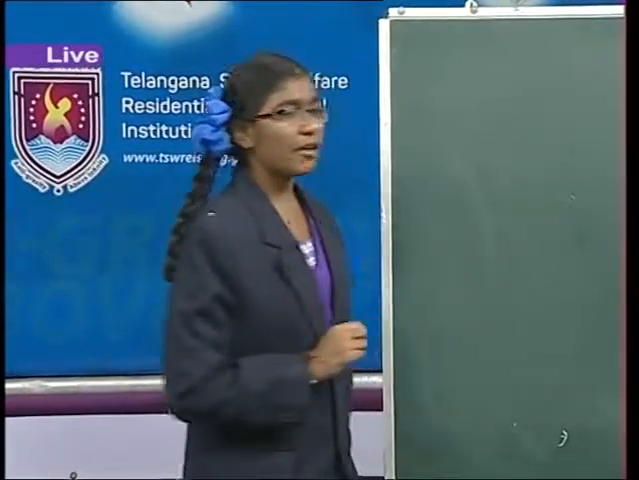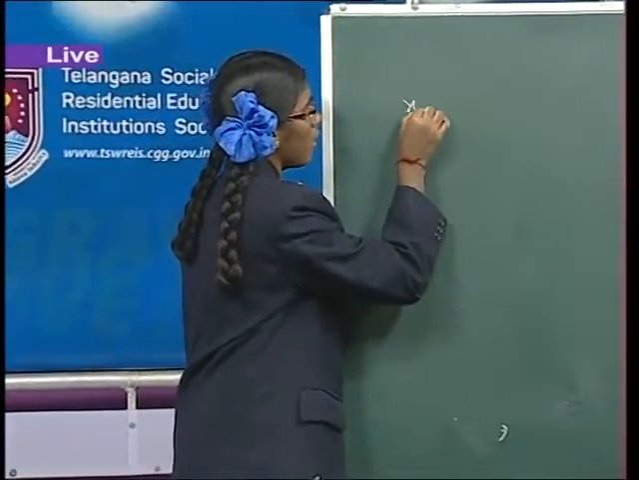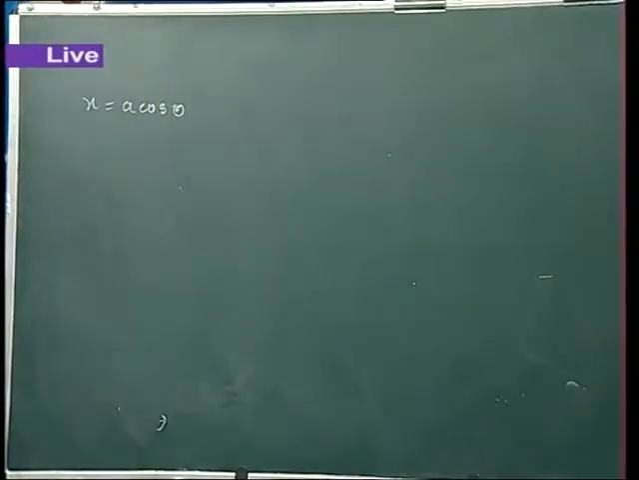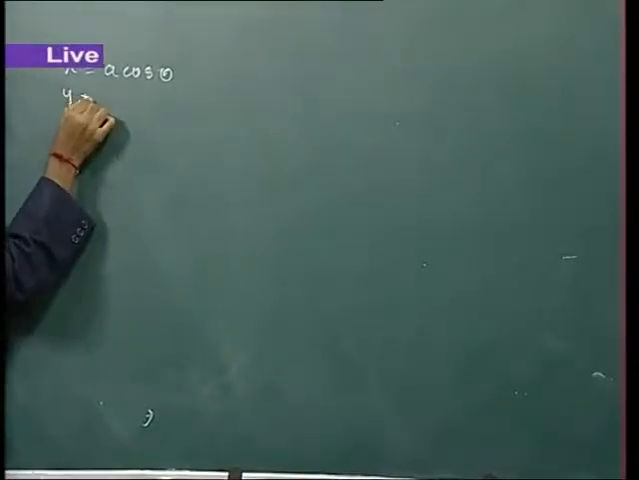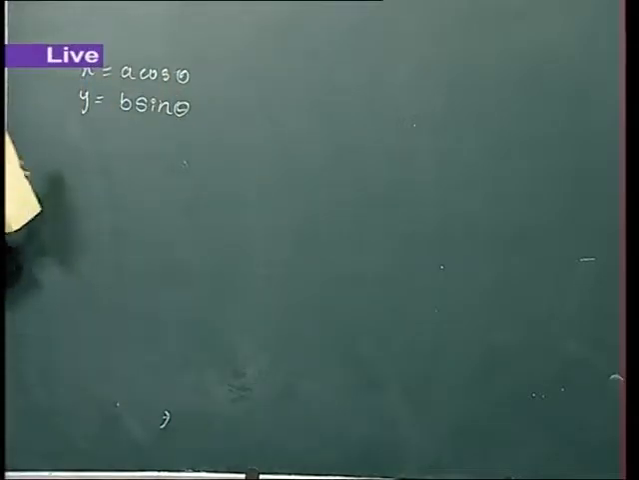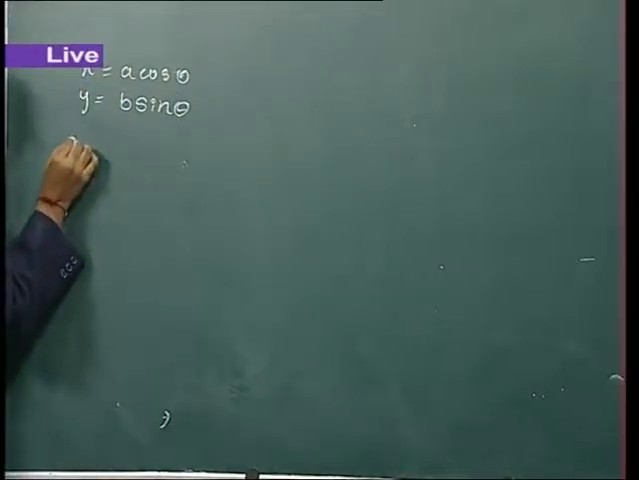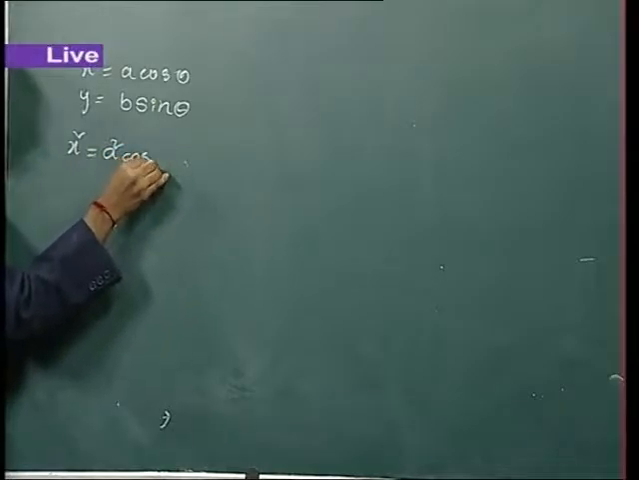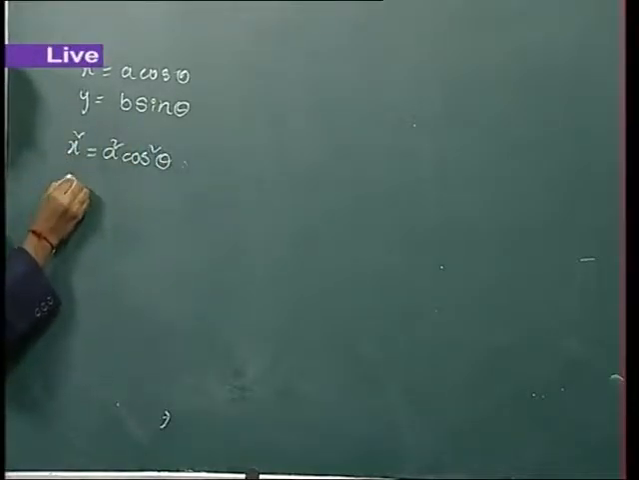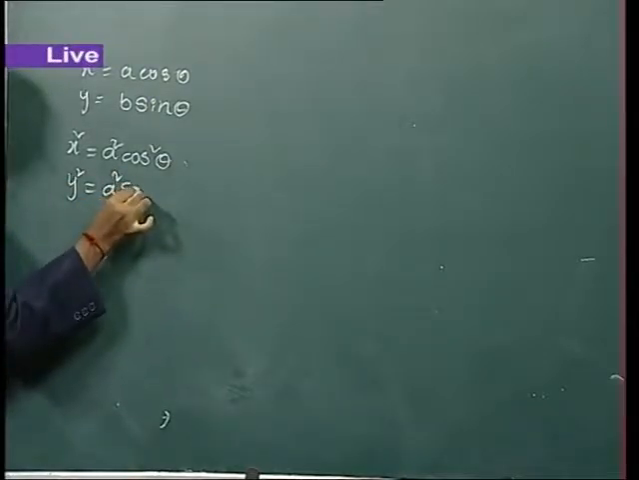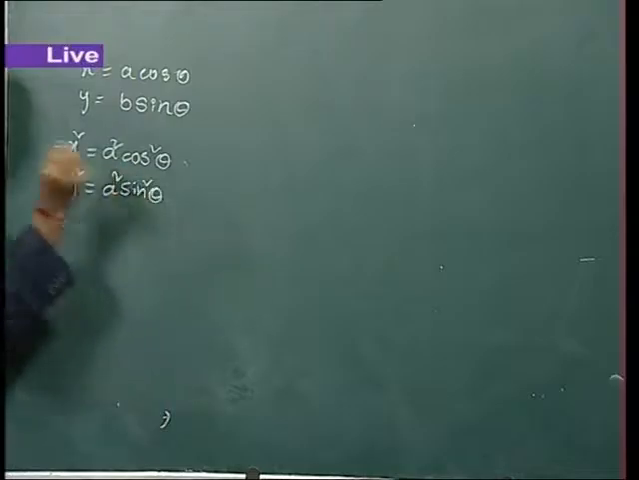Here we are taking parametric equations: x equals a cos theta, y equals b sin theta. We square both sides. Then x square is equal to a square cos square theta, and similarly y square is equal to b square sin square theta.